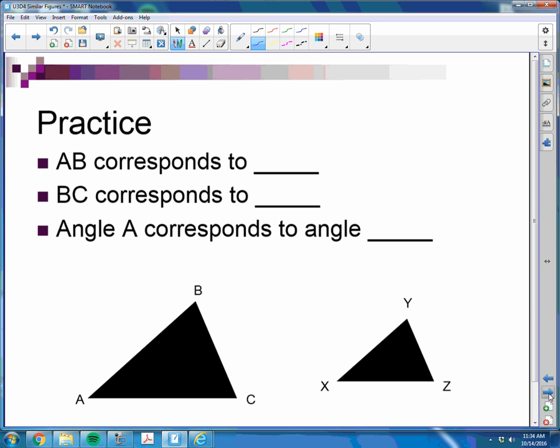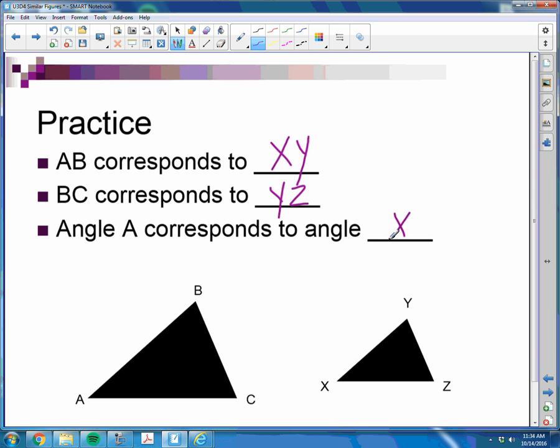Gavin? You have a question? No, I'm good. Okay. So, in these two figures, AB corresponds to XY. Very good. BC corresponds to YZ. And again, make sure that you give them to me in the right order, because I will count them wrong if you don't. Even though you may be talking about the same line segment, I want them in the right order. And angle A to angle X.